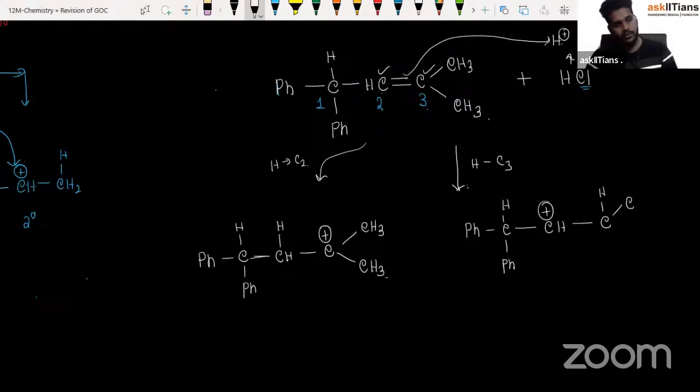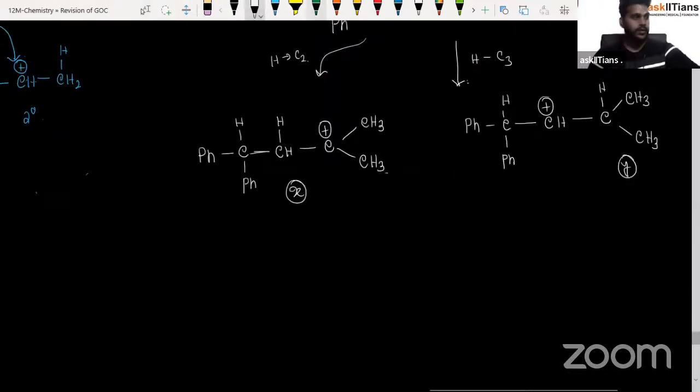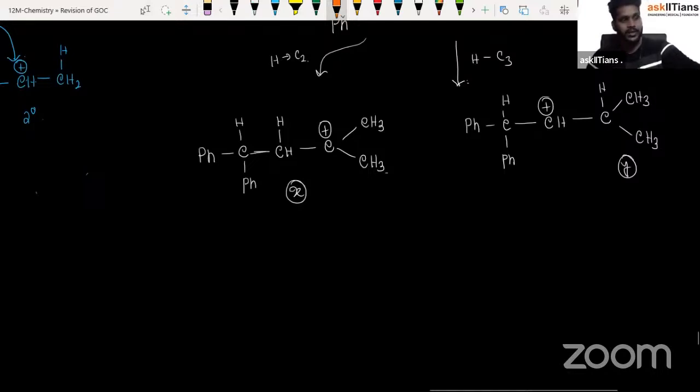The hydrogen is here. Now tell me which one is more stable? Molecule X or molecule Y? Be quick. Which one is more stable, molecule X or molecule Y? You can clearly see that molecule X over here is a 3-degree carbocation, isn't it? And molecule Y over here is a 2-degree carbocation. So which one is more stable? With respect to carbocation, molecule X is more stable, right?